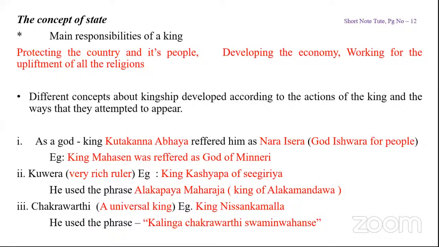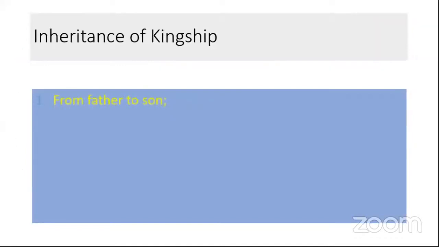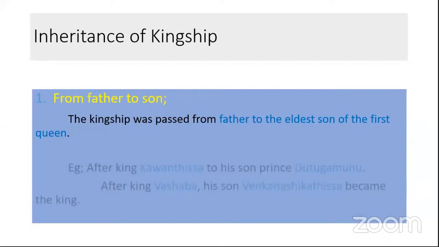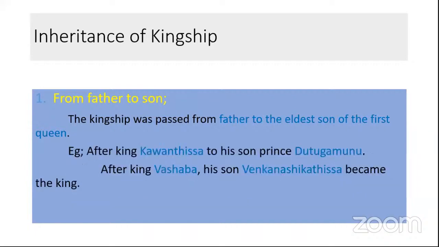Okay, now we can move on to the next slide then. Inheritance of kingship. There are two methods to inherit the kingship in Sri Lanka: from father to the son, father to the eldest son of the chief consort, the first queen, the queen that the king marries at the coronation. So her first son is given the kingship. What are the two examples? King Kavantissa gave the kingship to his elder son, Dutugamunu, and King Vasabha gave the kingship to his son, Vankanasikatissa.